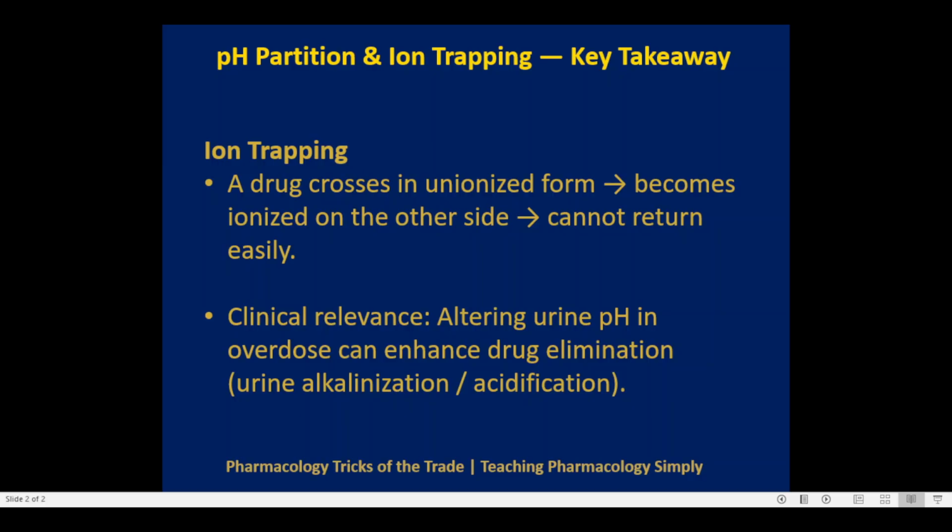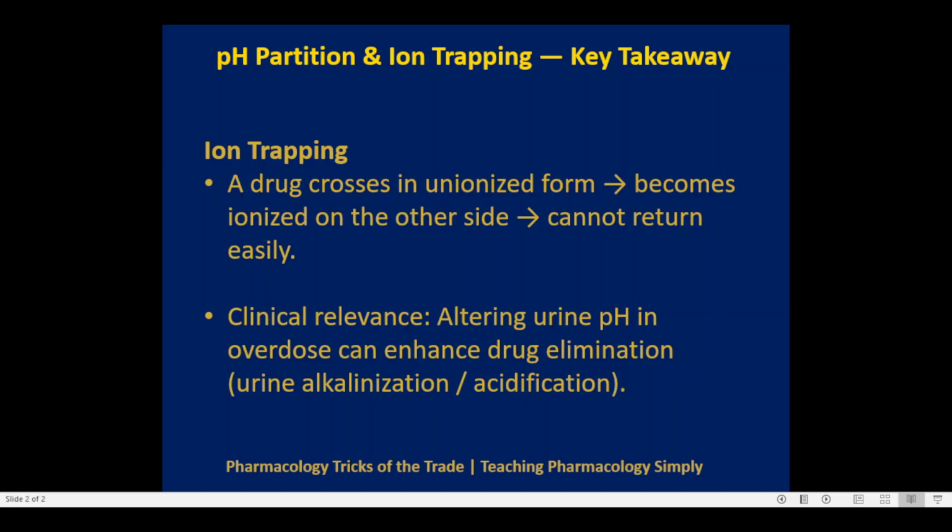A very common example is aspirin. In the acidic stomach, aspirin is more uncharged and lipid soluble, so it can cross the stomach lining relatively easily. Once it enters the blood, which has a higher pH, it becomes more charged and water soluble and does not return easily. This is ion trapping in action.